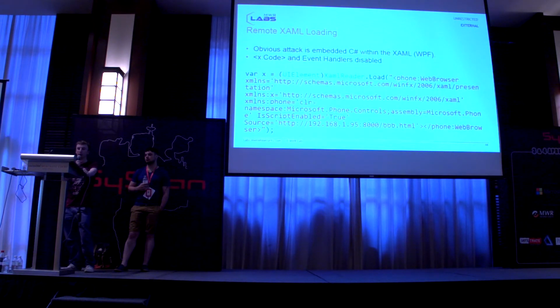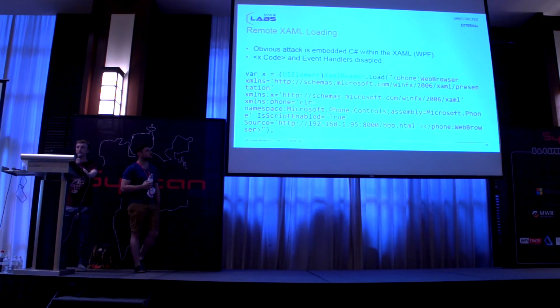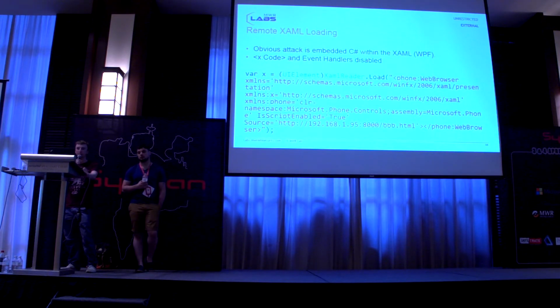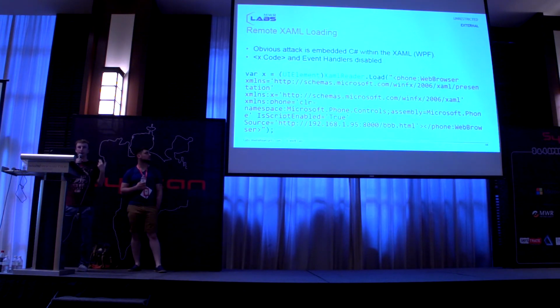On Windows Presentation Framework, you can embed C# code within XAML to get code execution. But on Windows Phone 8, Microsoft have restricted this. Code and event handlers have been removed from the XAML. But I found out you could instantiate a web browser control, then load a remote website which has JavaScript on it, and then spoof the UI and essentially capture credentials and get code execution that way.